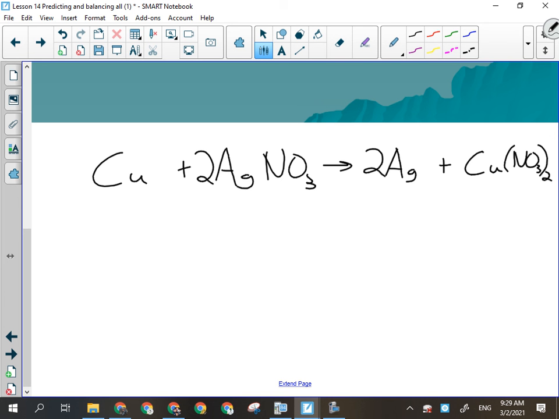That was my double check, by the way. We said when you think you're done, double check. Well, the copper works, the silver works, and the nitrates work as well. So looking at this reaction, what do I produce in this reaction?